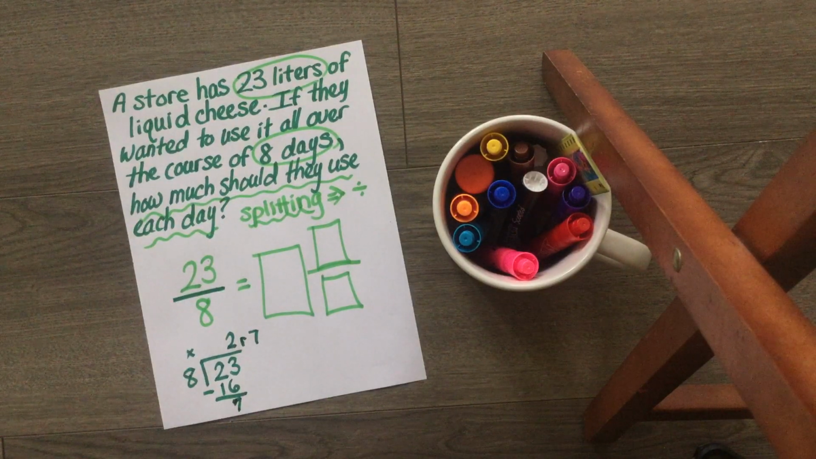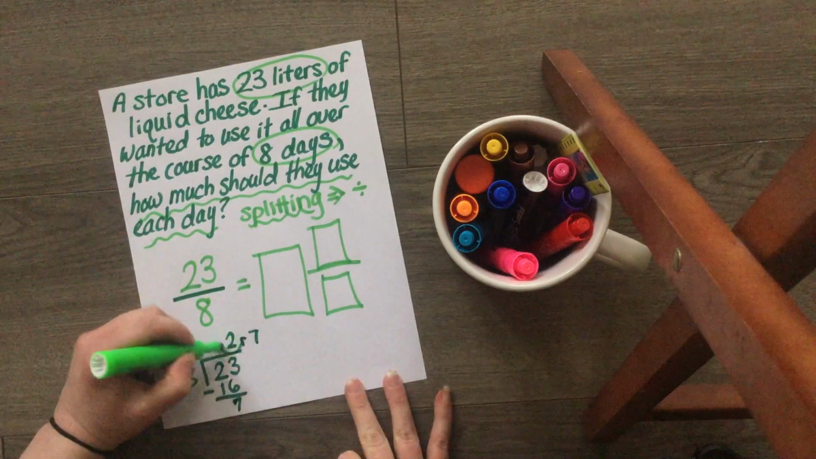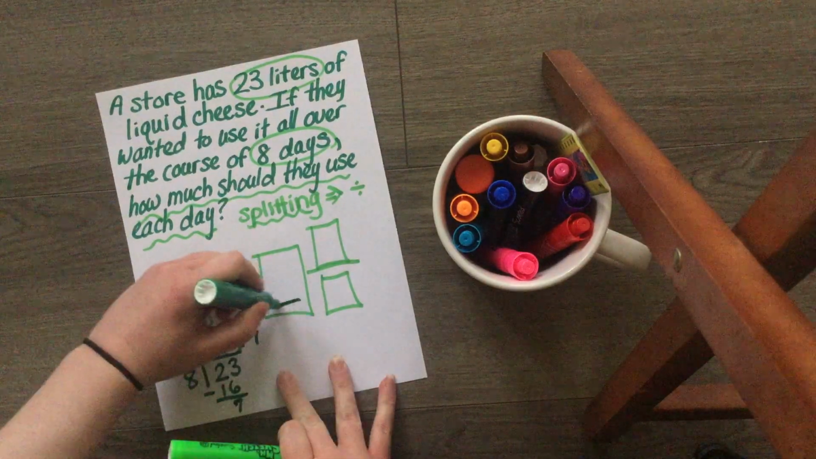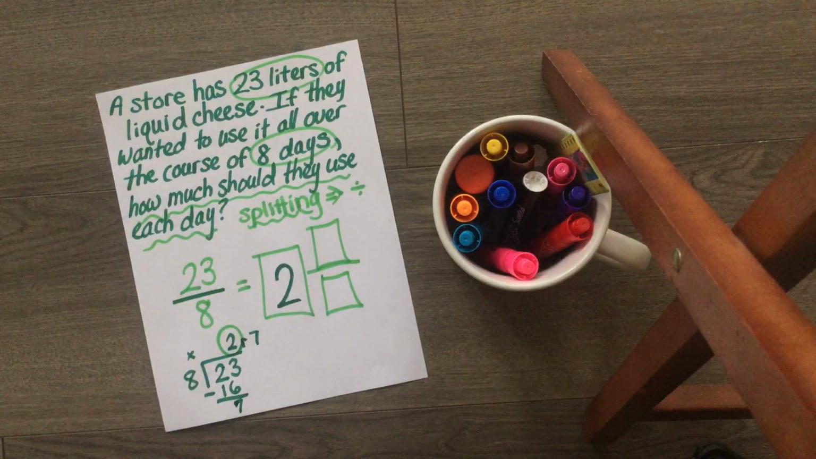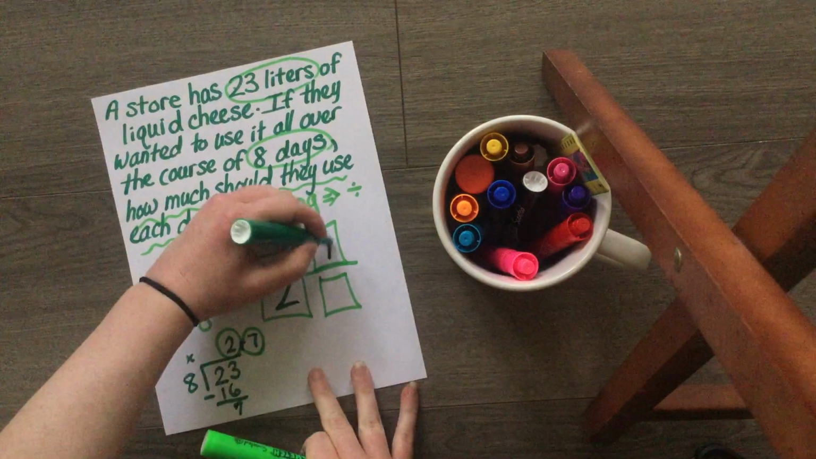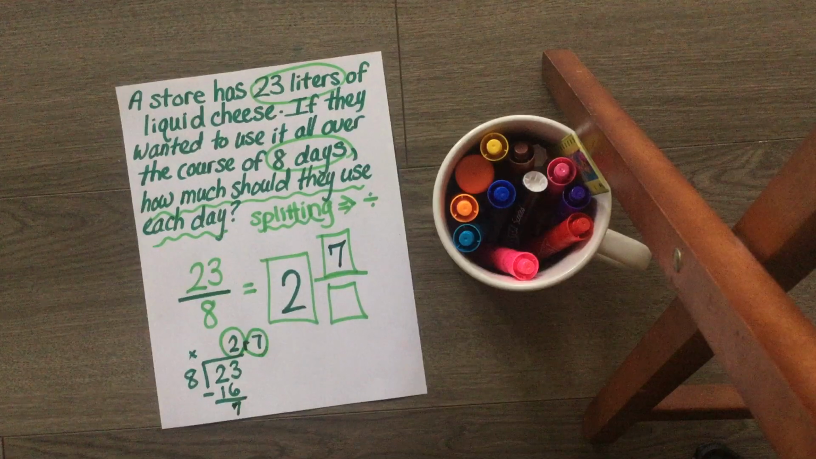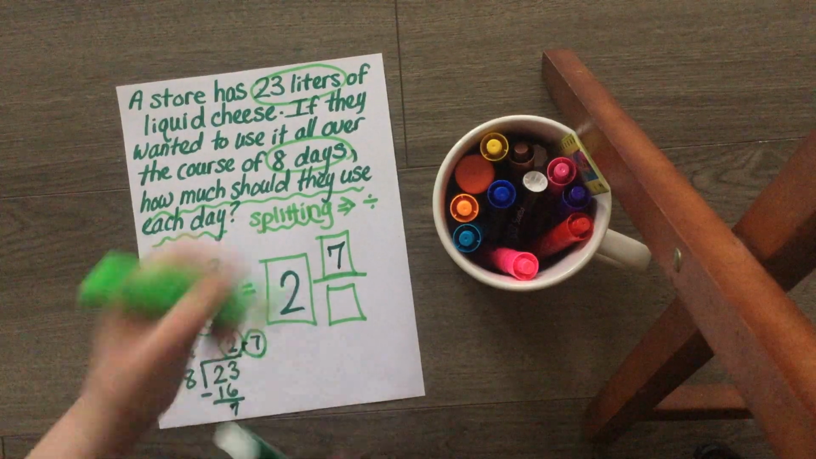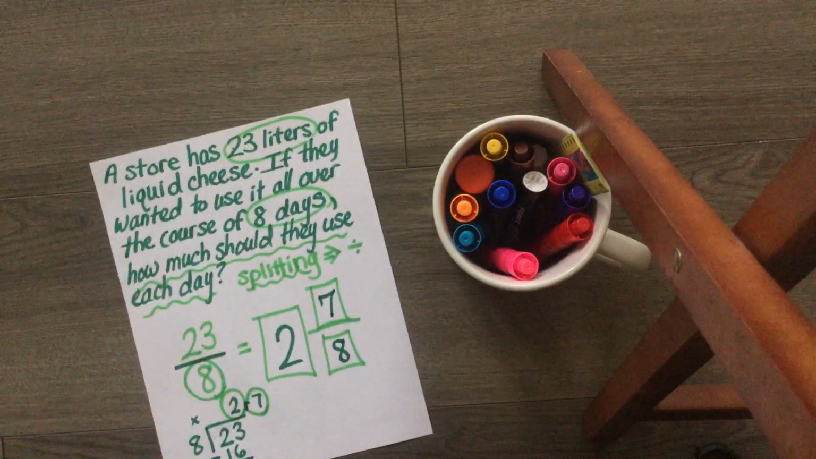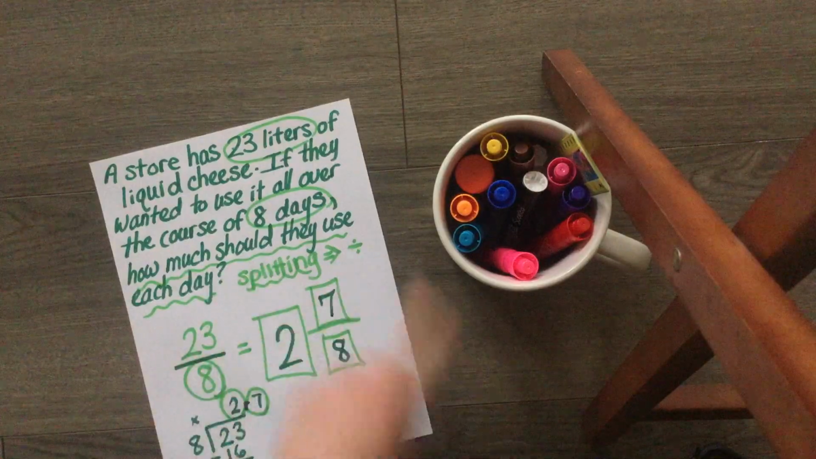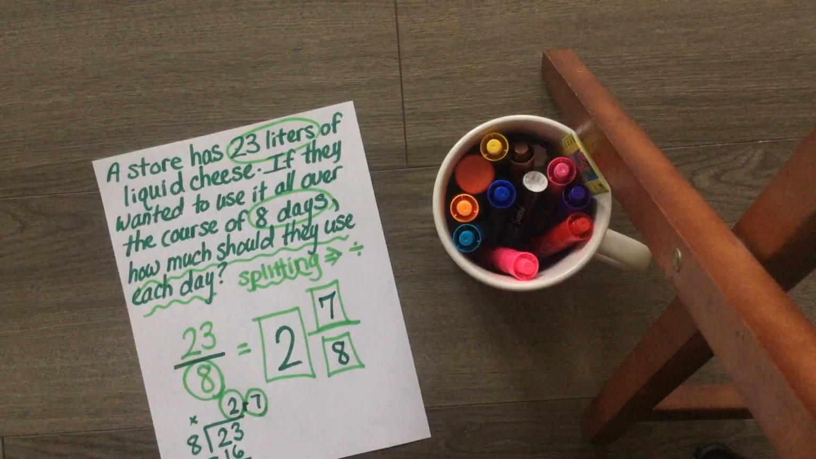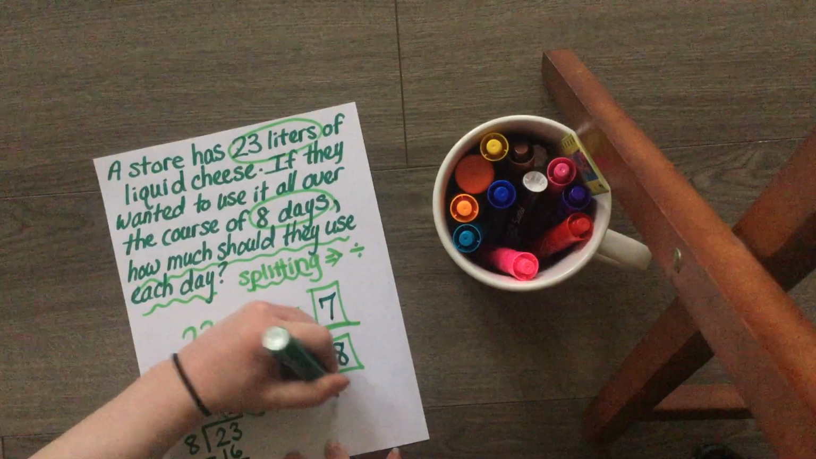So remember what we're going to do. We're going to take our unit and we're going to use it as our whole number in our mixed number. Next, we're going to take the remainder and we're going to put that as our numerator. And last, we're going to take the denominator and make it our denominator. There we go. So let's try this one. How much liquid cheese should they use each day? They should use 2 7/8 liters. Don't forget that unit.